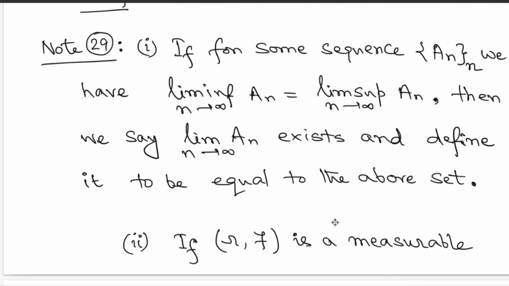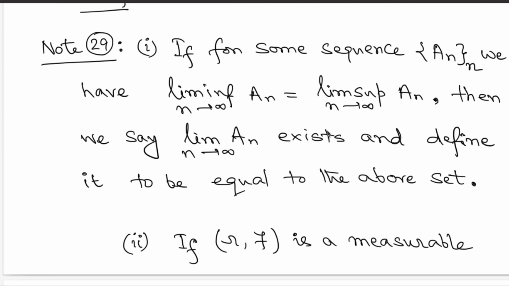Now again, some further comments. If it happens for some sequence An that limit superior and limit inferior match, then we say that the limit of the sets exists. So this would happen, as we have discussed in the proposition above, if the original sequence An is increasing or decreasing.